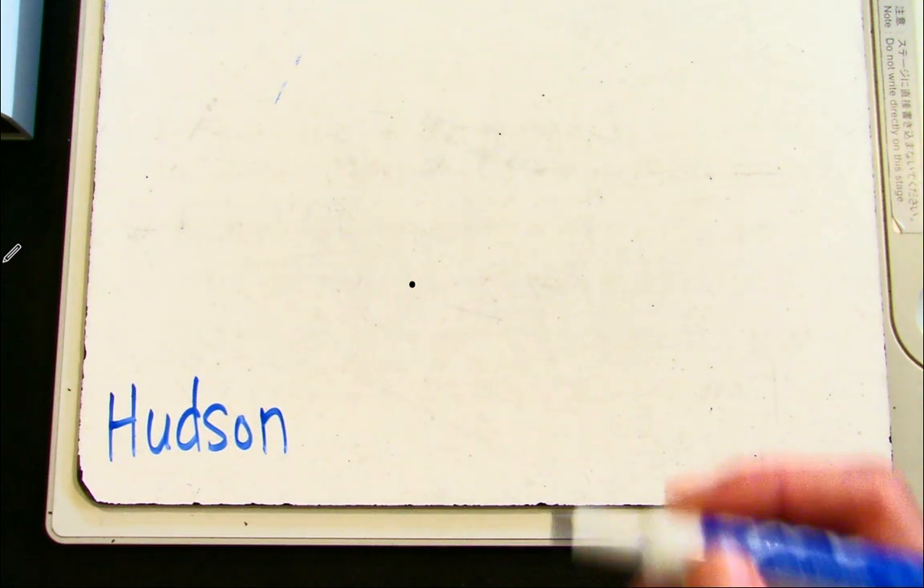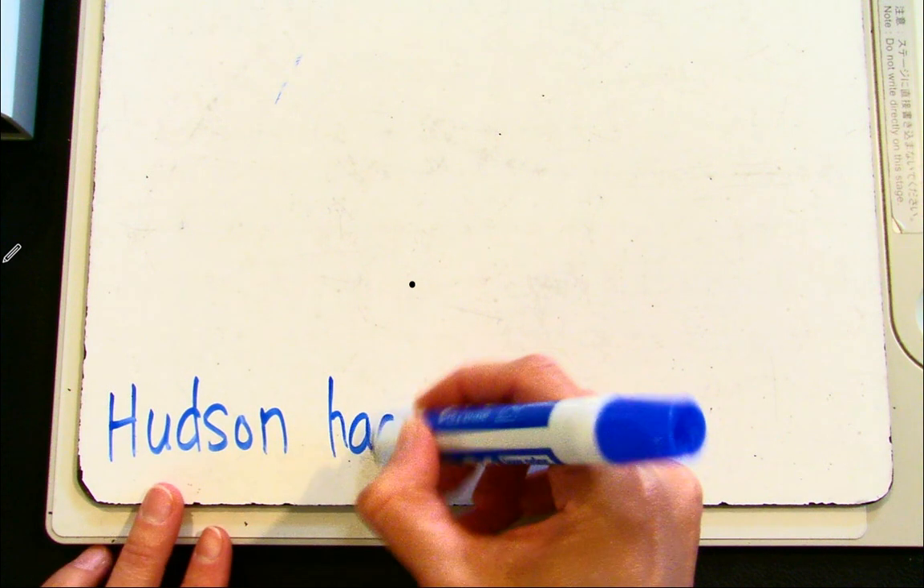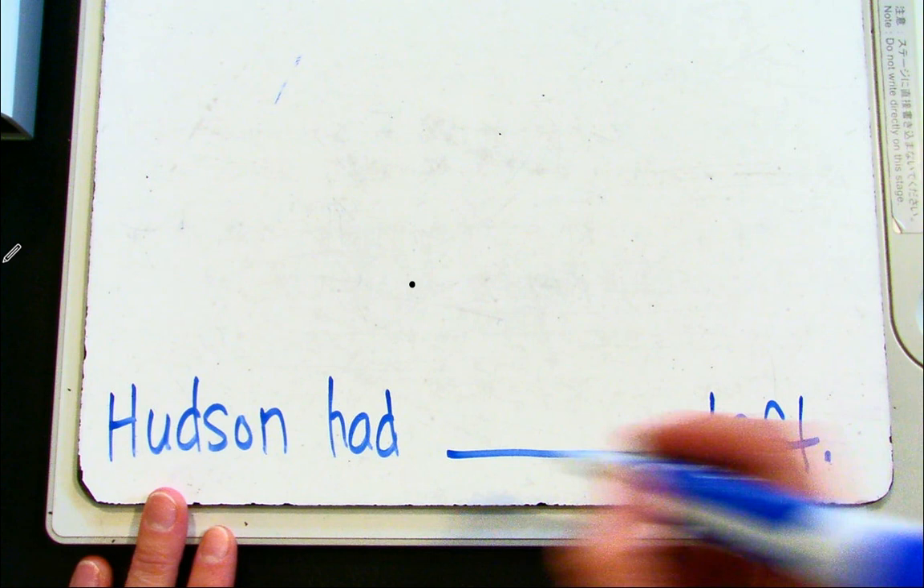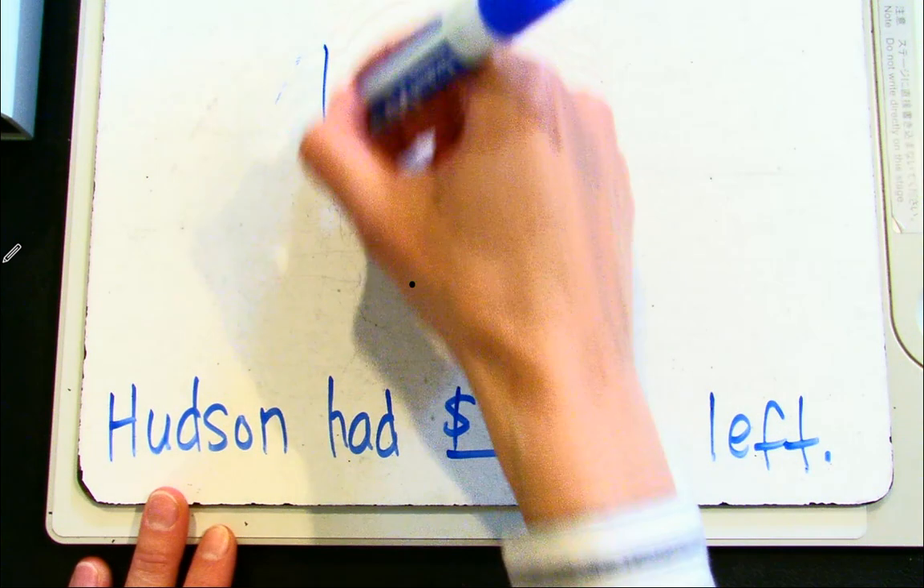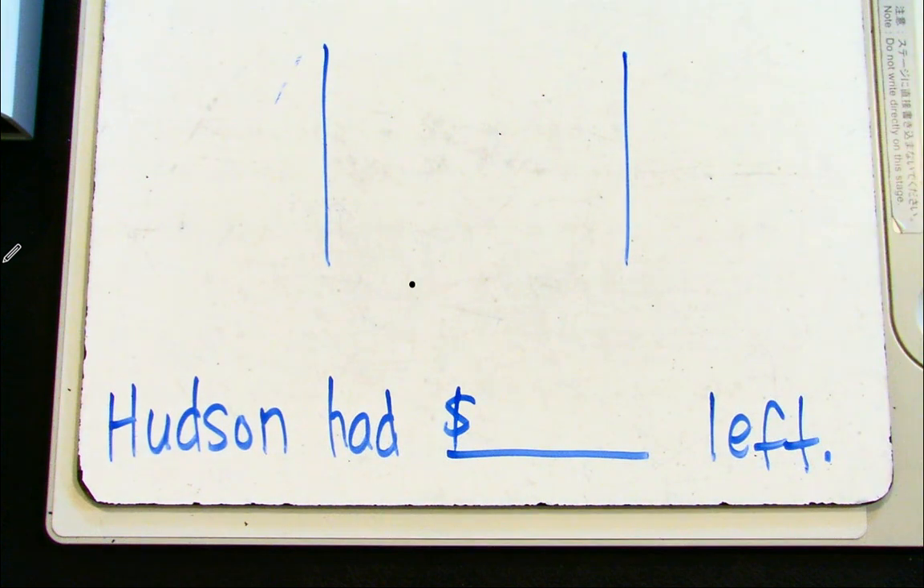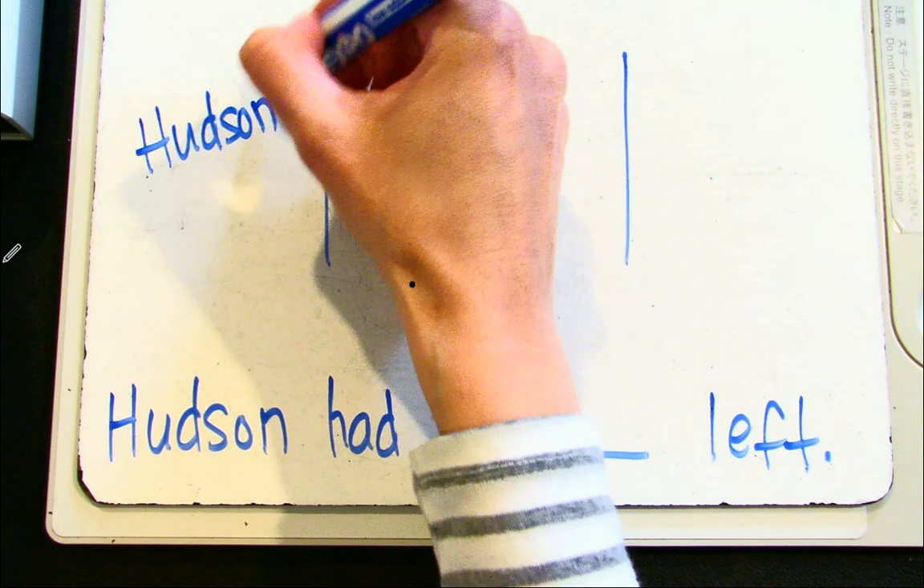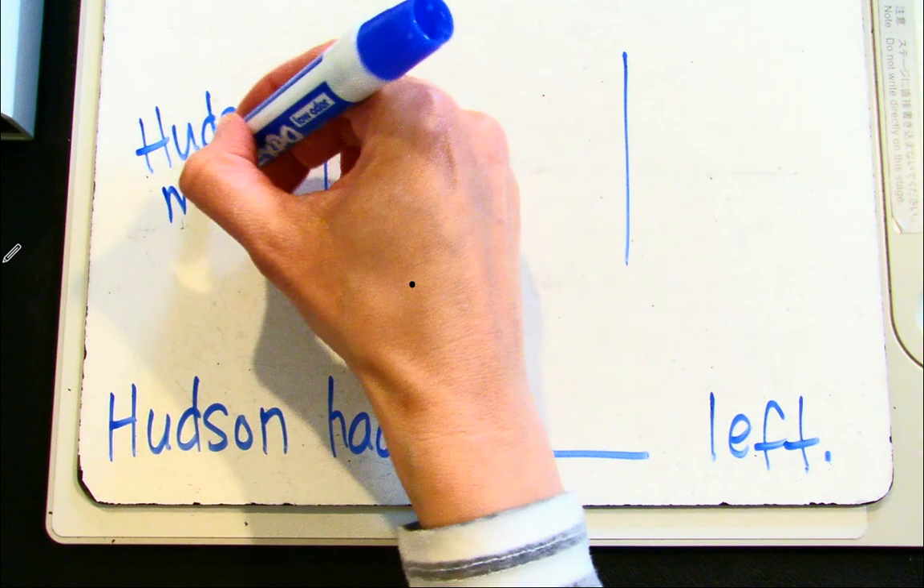All right, so Hudson, our problem is about Hudson. And Hudson had some money left. All right, so we are pretending that, well, let's see, we're talking about Hudson. Here's our who and our what. This is Hudson's money.